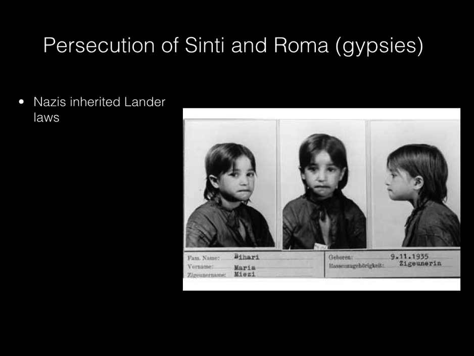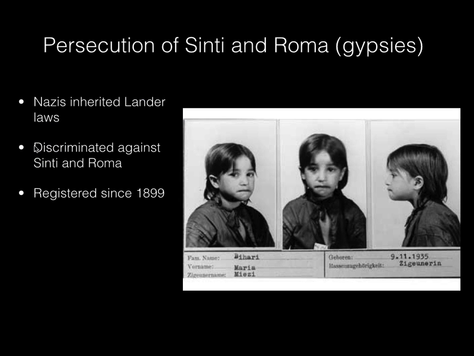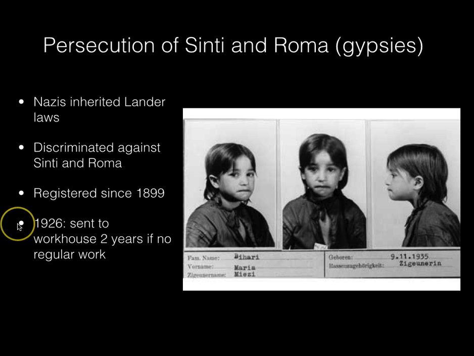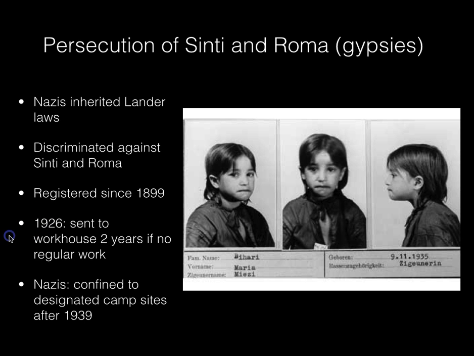discriminated against. Well, the Nazis inherited the Länder. Remember, the Länder were the previous districts of federal Weimar Germany, and there were discriminatory laws already in place against the Sinti and the Roma. They'd had to register since 1899 so the government could track them. And in 1926, if they were found to be without work, they were sent to a workhouse for 2 years. That's not something that would happen to an ordinary German citizen. So rather a discriminatory law.